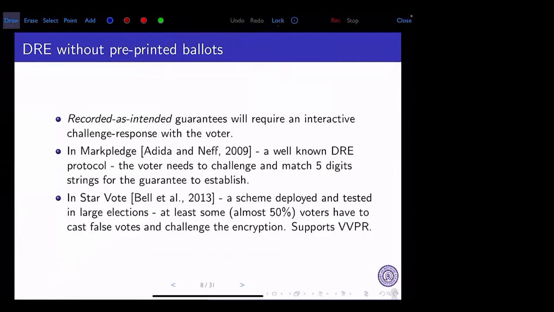So there is one system by Adida and Neff, called Mark Pledge. There the voter needs to get into a challenge response with the machine, and the voter has to repeatedly match 5-digit strings several times. So it's an interactive cryptographic proof between the voter and the EVM. And you can guess that's not popular. So that's just a paper. Star Vote, on the other hand, is a 19-author paper by Rivest and all those people. This is a completely provable DRE protocol, which I will not describe.